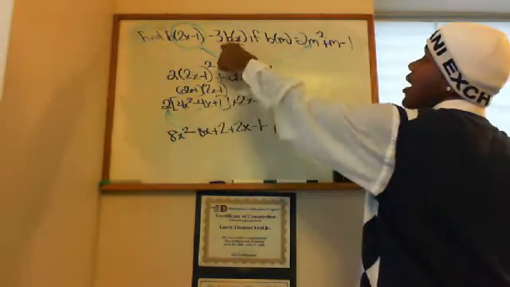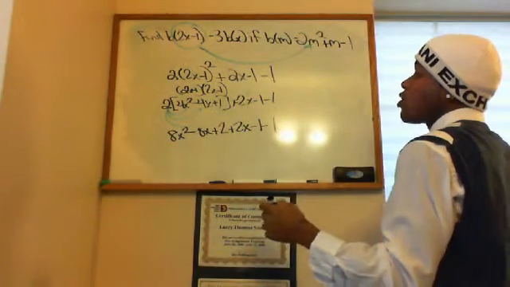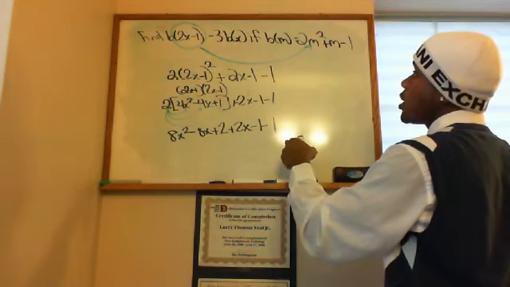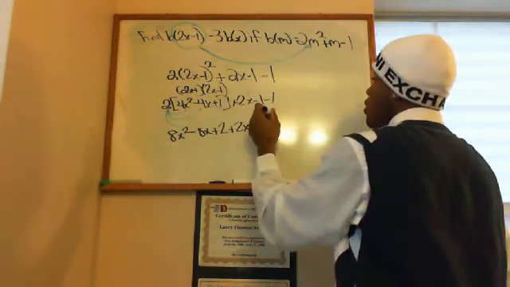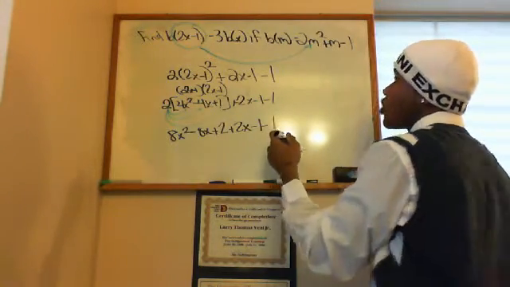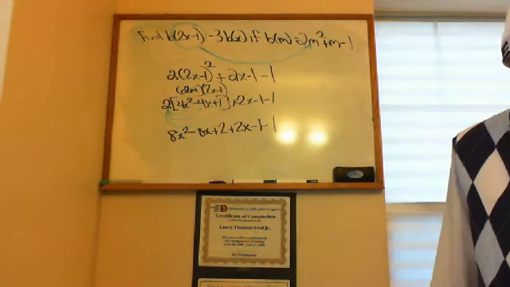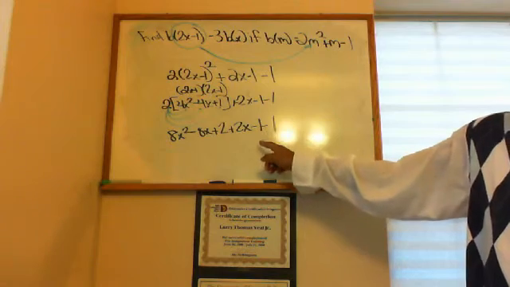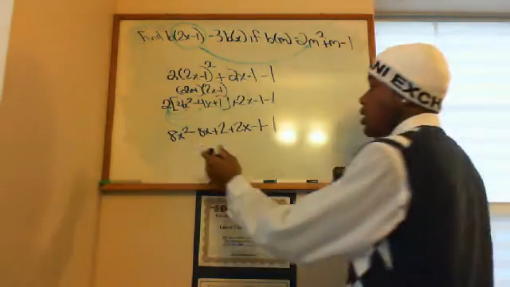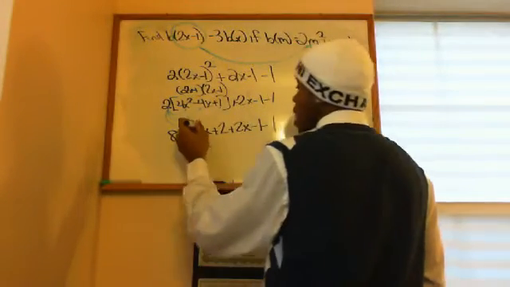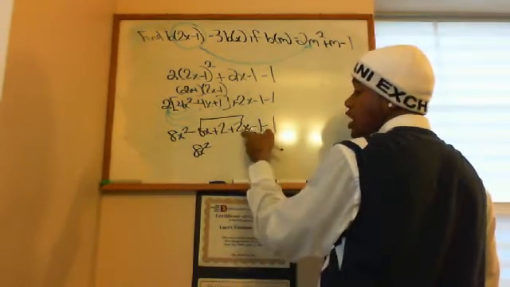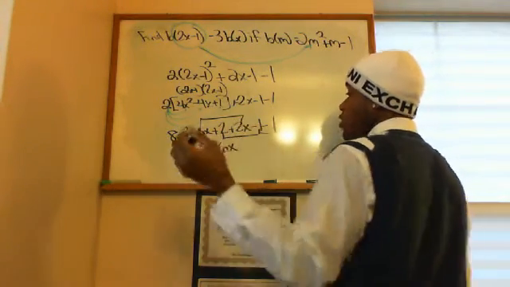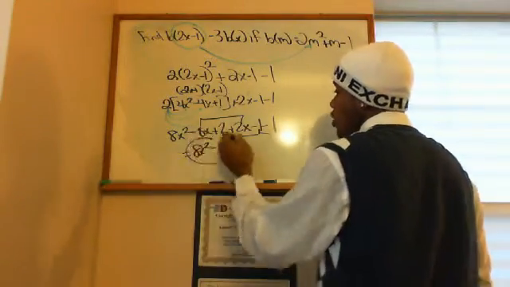Now, mind you, it says minus 3 times P of x. I want to make sure I have the right variable in. So let's evaluate this first portion: 8x squared minus 8x plus 2 plus 2x minus 1 minus 1. I combine like terms: minus 8x plus 2x gives negative 6x, and then plus 2 minus 1 minus 1 cancels itself out, because 2 minus 2 is 0. So that's my first portion.